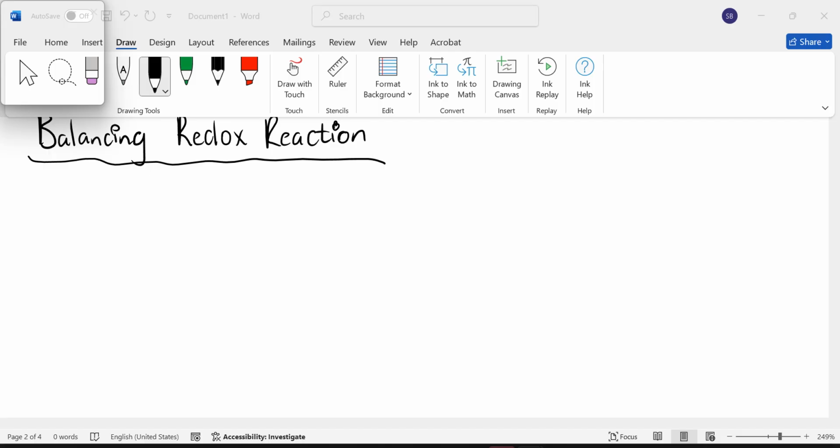So today we're going to be looking at how to actually balance redox reactions. You know, we're dealing with chemistry. Everything in chemistry just needs to balance. That's why we say chemistry just balances your life. But anyway, that was meant to be a joke, by the way.